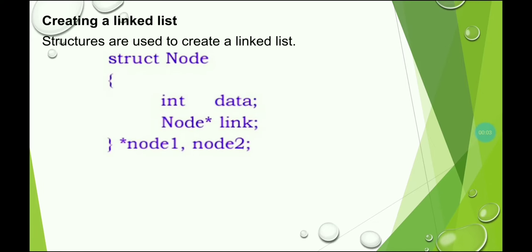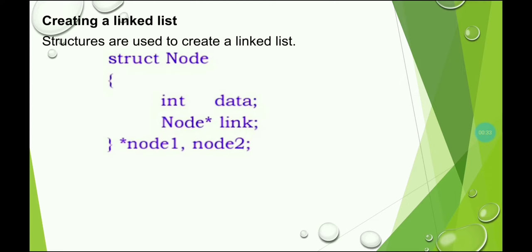See here, struct node { int data; node *link; }. Data is of type integer and link is of type pointer. Star represents a pointer here which holds the address of the next node. *node1, *node2. Node1, node2 represent the separate nodes here. So the representation of one node in a linked list can be done using a structure.